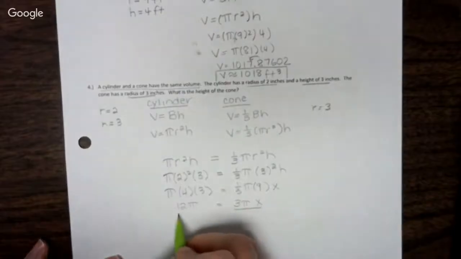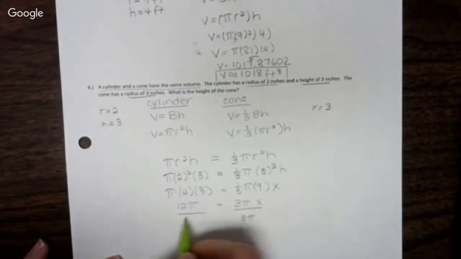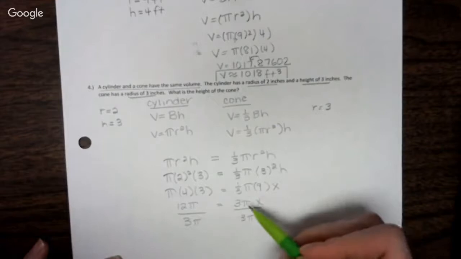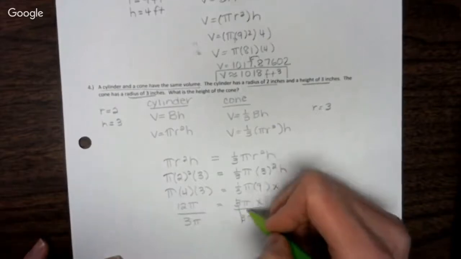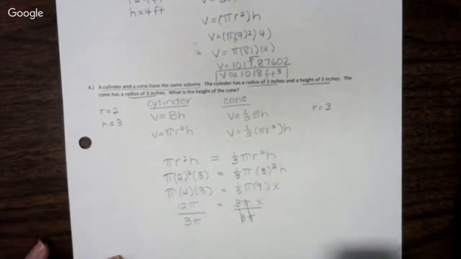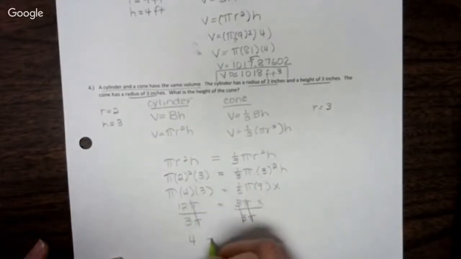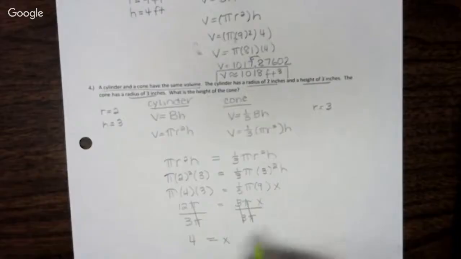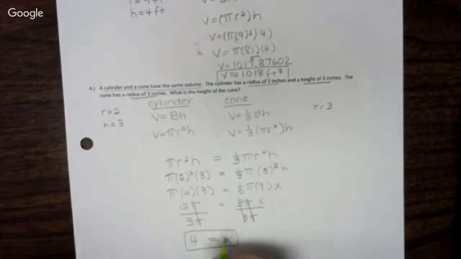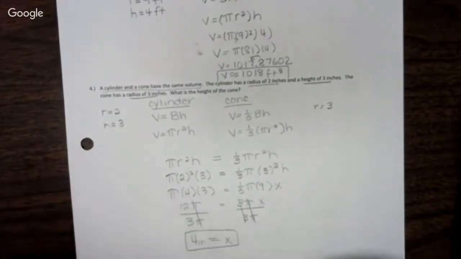Now, I'm going to divide both sides by 3 pi because I want to get x by itself. And the only way to do that is get rid of the 3 and the pi. The 3's cancel out and the pi's cancel out. On this side, 12 divided by 3 is 4. The pi's cancel out. So you're left with 4, which is your height, and that's labeled in inches.